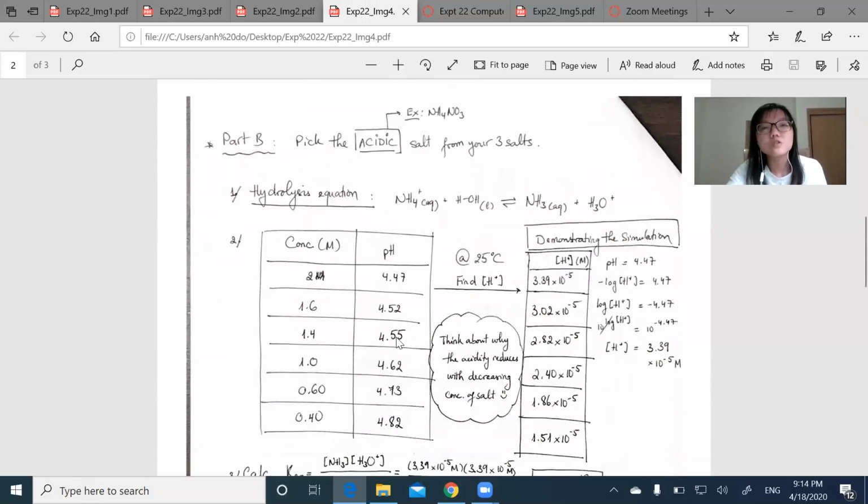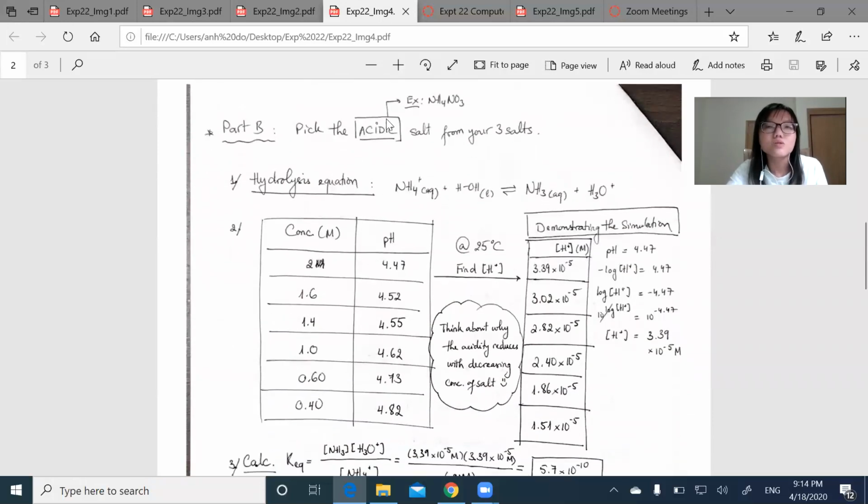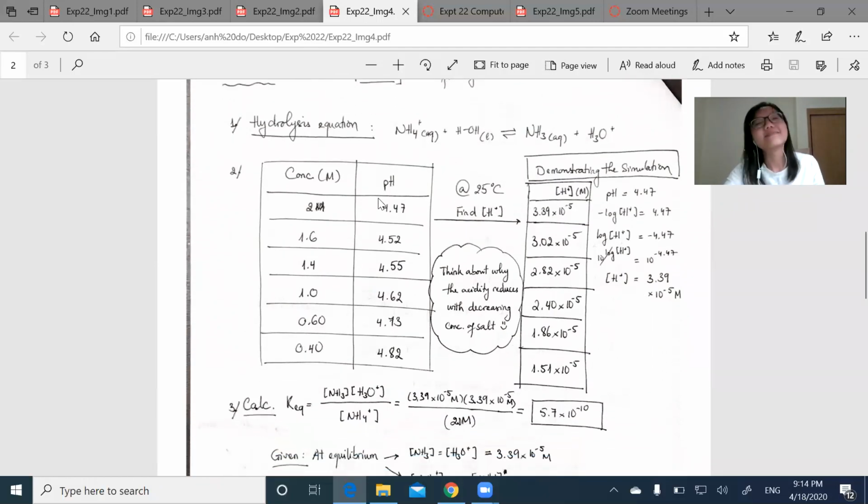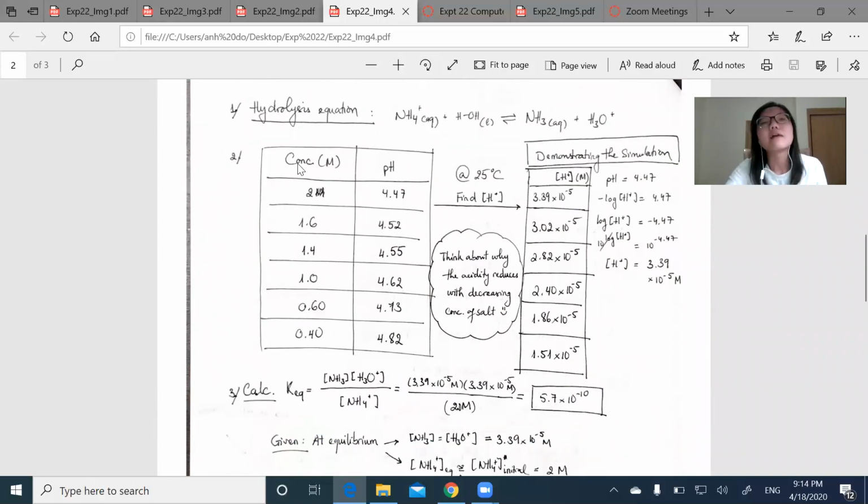Okay, so moving on to part B. Of the 3 salts that you got assigned, you just have to pick one acidic salt. It just happened to be lucky that I chose NH4NO3 because it makes the solution acidic. So you just have to rewrite your hydrolysis equation and then make a table of concentration versus pH. You would have 6 values for concentration: 2 molar, 1.6, going down to 0.40 molar.